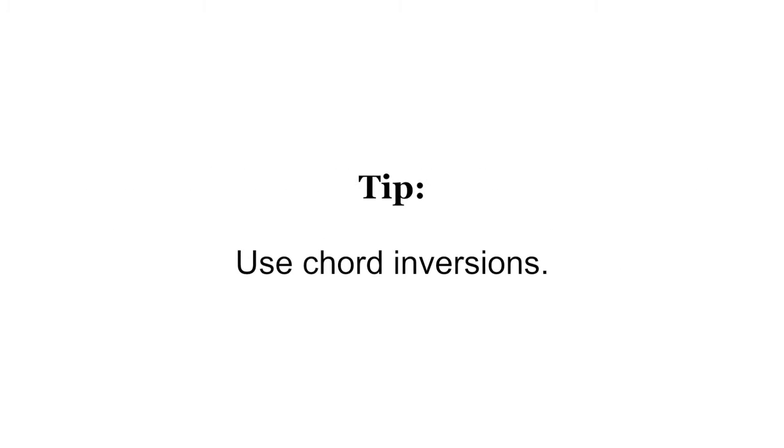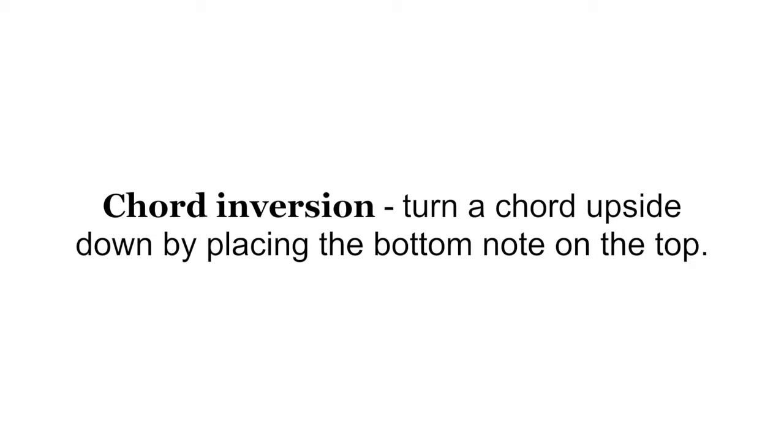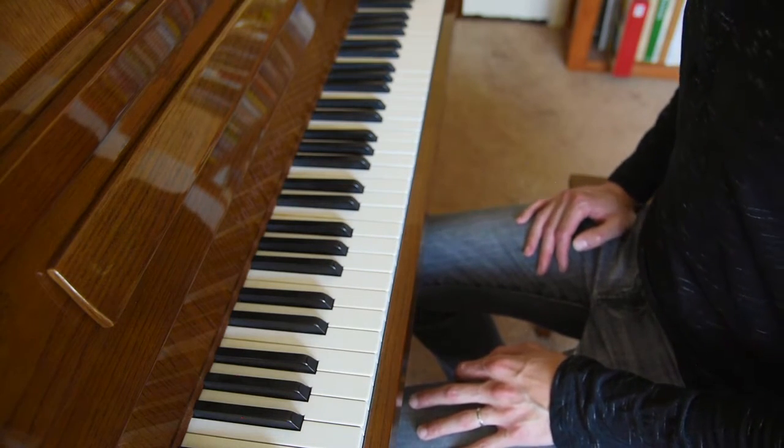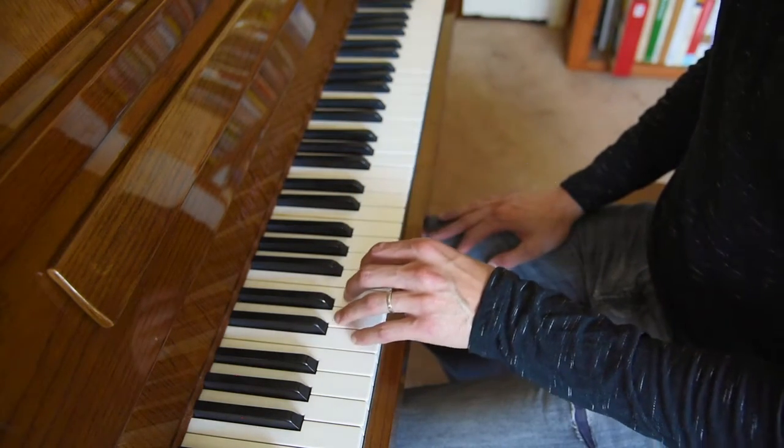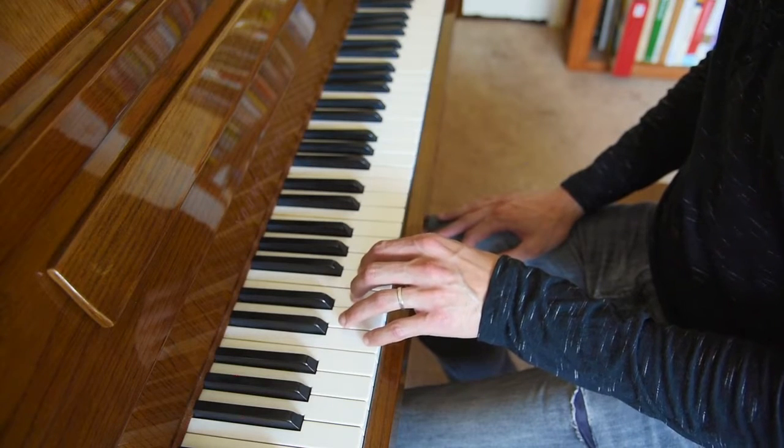Another technique you could use to vary the sound of your chords is to use chord inversions. When you invert a chord, essentially you turn it upside down by placing the bottom note on the top. As an example, let's go back to our C major triad. We have root position where the C is at the bottom.